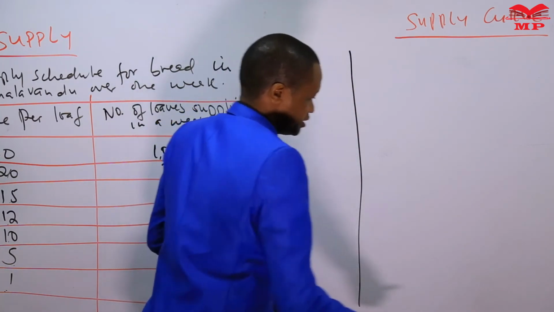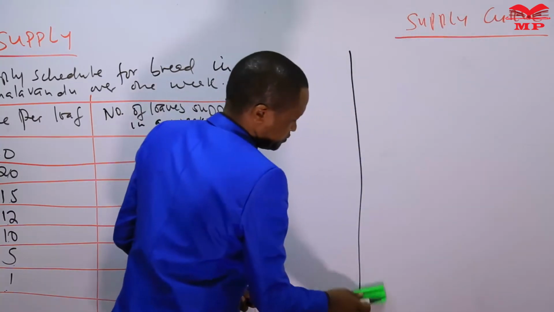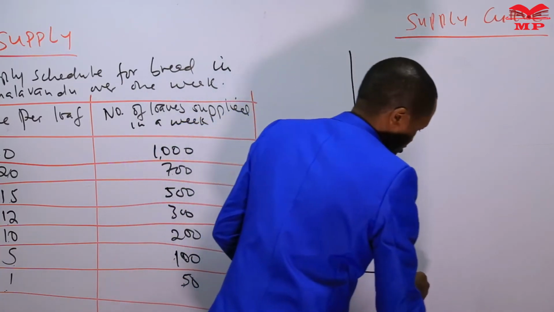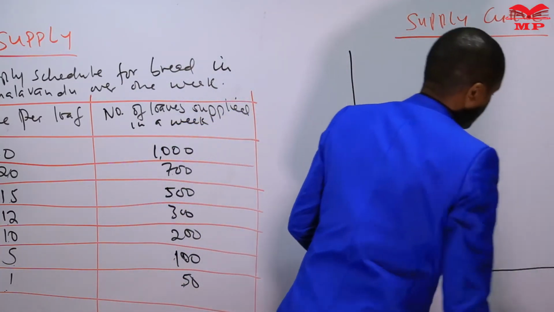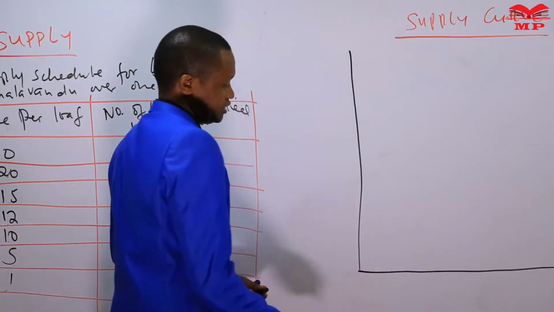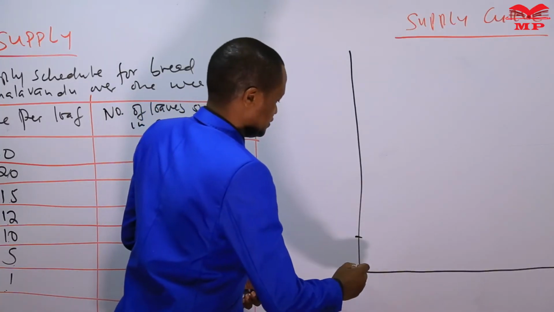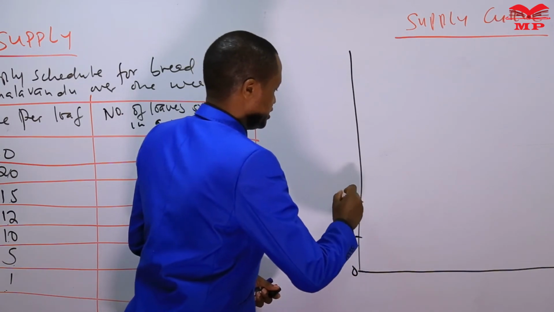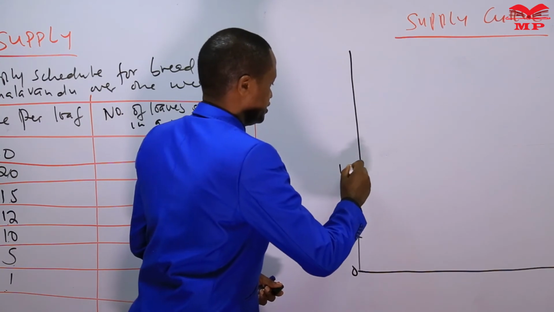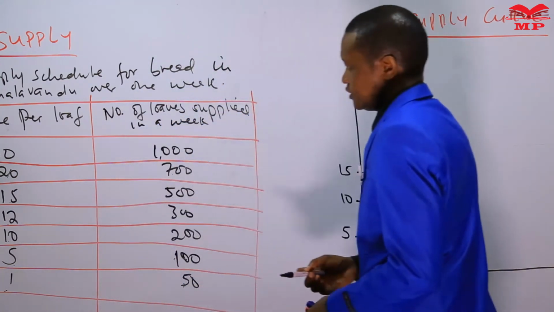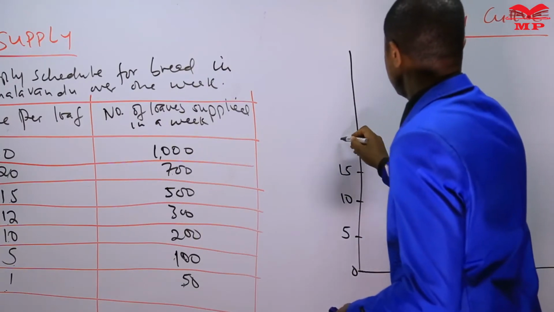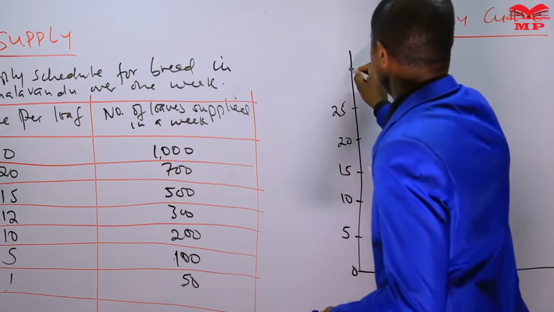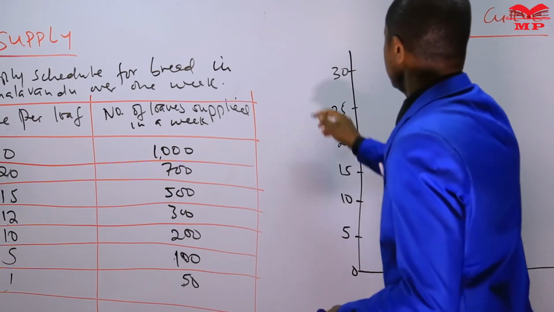Going to have the price on the y-axis, and on the x-axis we have the quantity of bread supplied. So we have 0, 5, 10, 15, 20, 25, 30. This is the price.